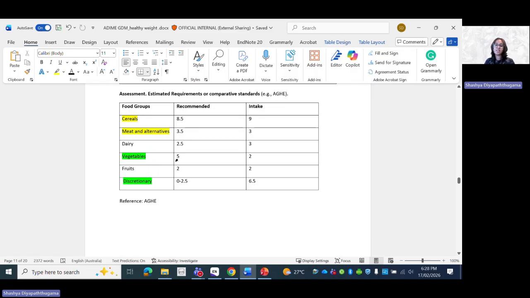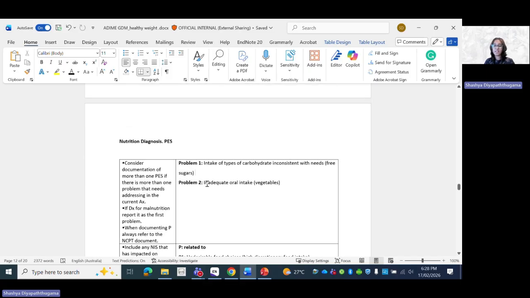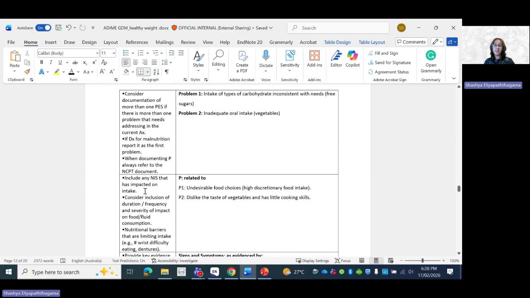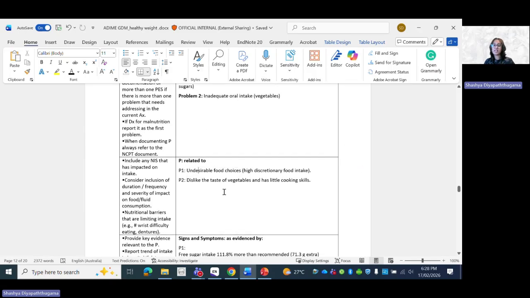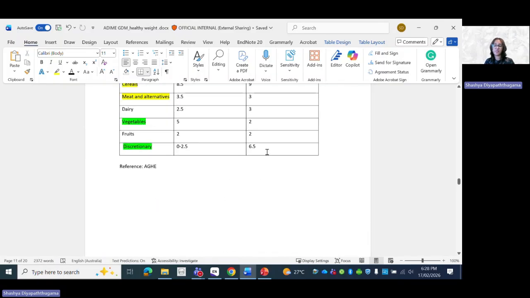So for the second problem, I'm considering this vegetable. So I'm writing it as inadequate oral intake, within brackets, vegetables. Okay, now coming to etiology. So for the first problem, P1 is related to undesirable food choices. That is where I link the high discretionary food intake into that. So she's having intake of carbohydrate inconsistent with the needs as the problem, and the etiology is because she's making undesirable food choices like high discretionary food intake, which is obvious from here.